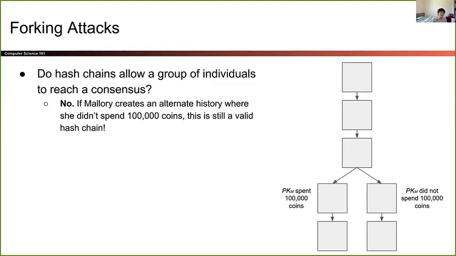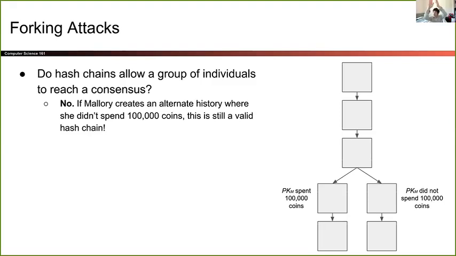Yeah. No, Mallory can execute something called a forking attack. Let's say that Mallory paid Alice, or just spent 100,000 coins. Now Mallory can construct an alternate history. Let's say she pretends that she didn't spend 100,000 coins and then continues with the transactions from there.